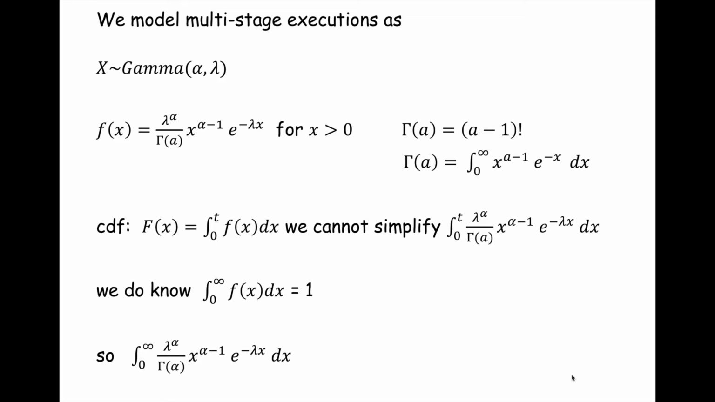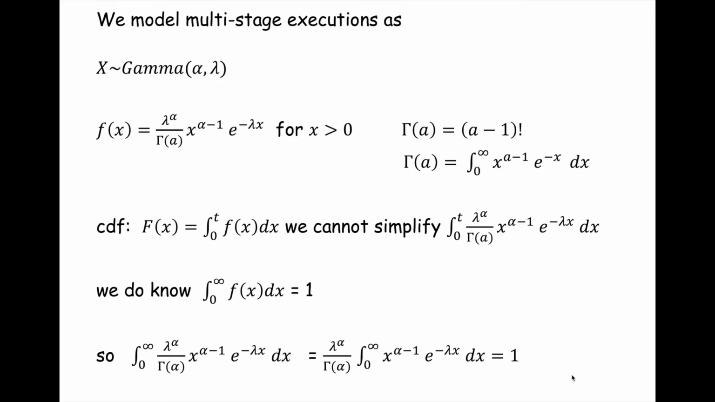But lambda to the alpha over gamma of alpha does not involve x anywhere. So for all intents and purposes, it looks like a constant under this integration, and we can pull it out front. We have this leading coefficient, lambda to the alpha over gamma of alpha, and then what remains is the integral from 0 to infinity of x to the alpha minus 1 and e to the minus lambda x, dx, which equals 1, because it's still the law of total probability.